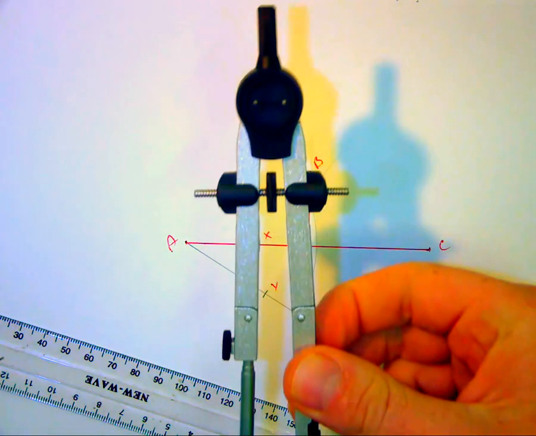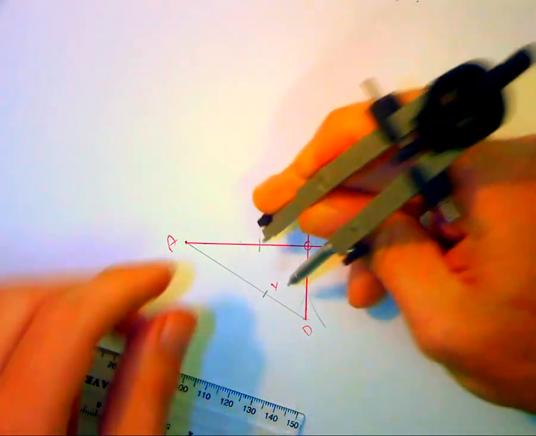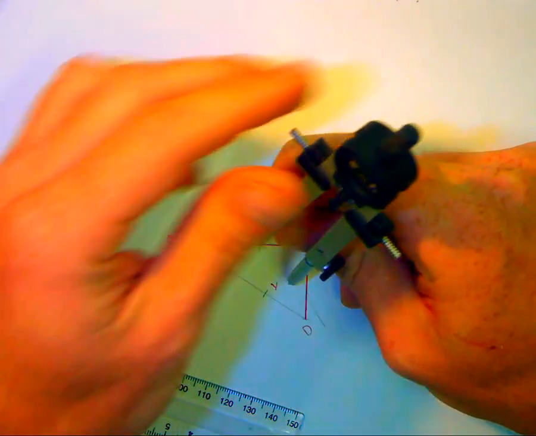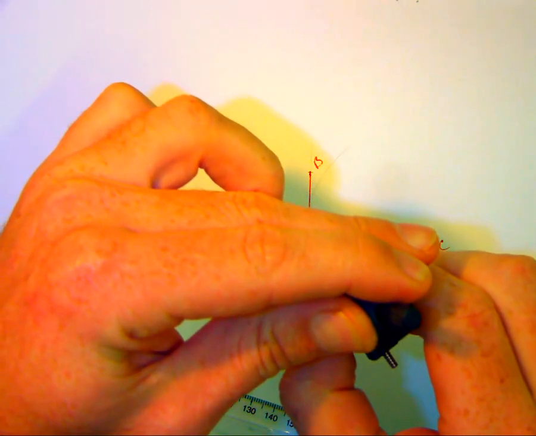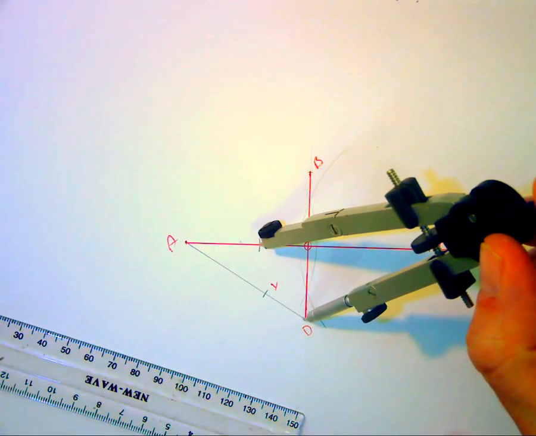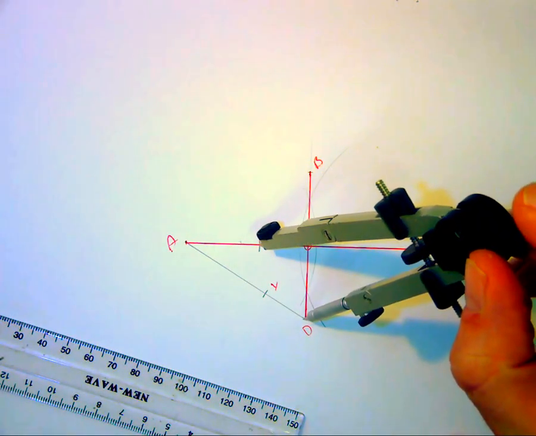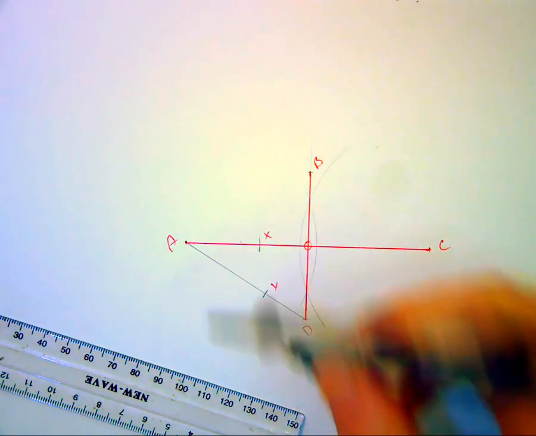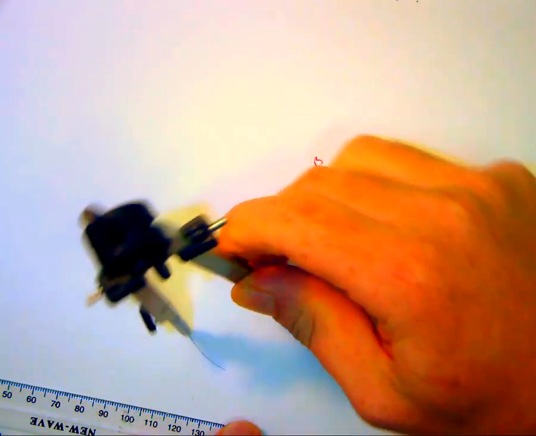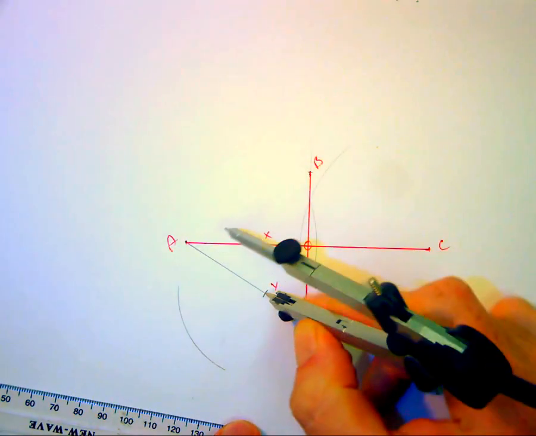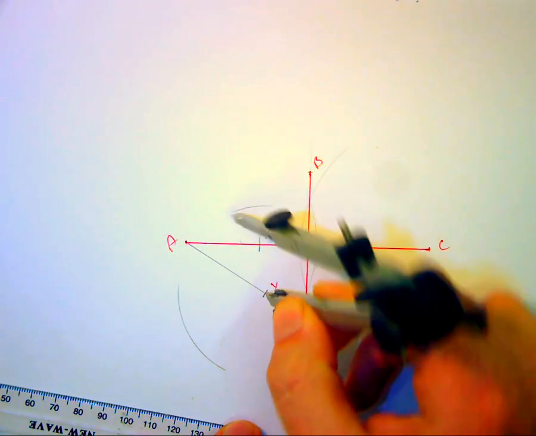Use your compass. Distance X to D. X to D, place it on Y and make two arcs in the bottom left and one top left.